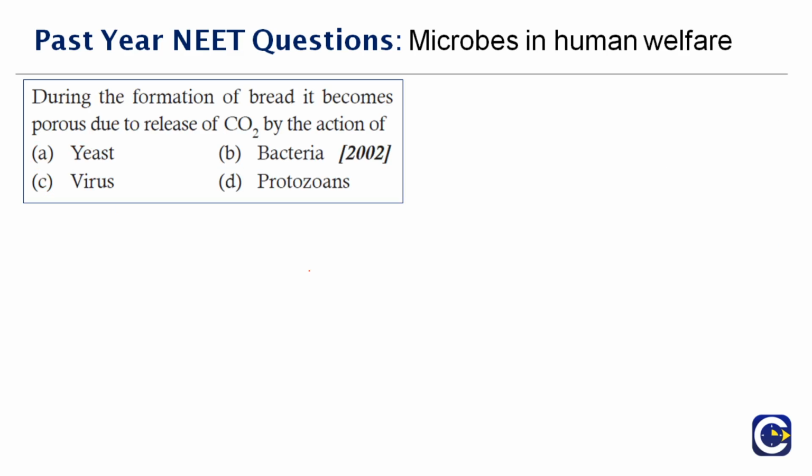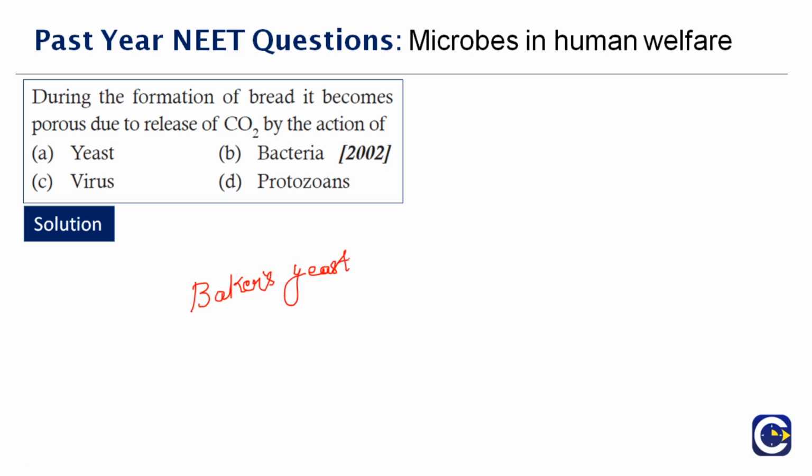During the formation of bread, it becomes porous due to the release of carbon dioxide by the action of none other than yeast. See, these questions are very simple questions because the ones that we see in our day-to-day life. Yeast carry out fermentation, as we all know. That is why the other name of yeast is also called as baker's yeast. We all know that, right?